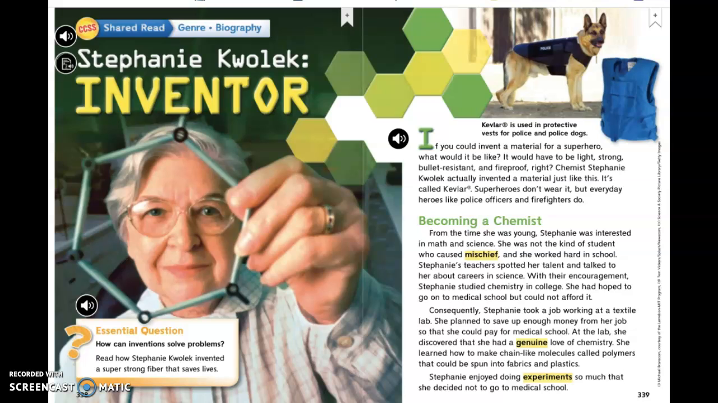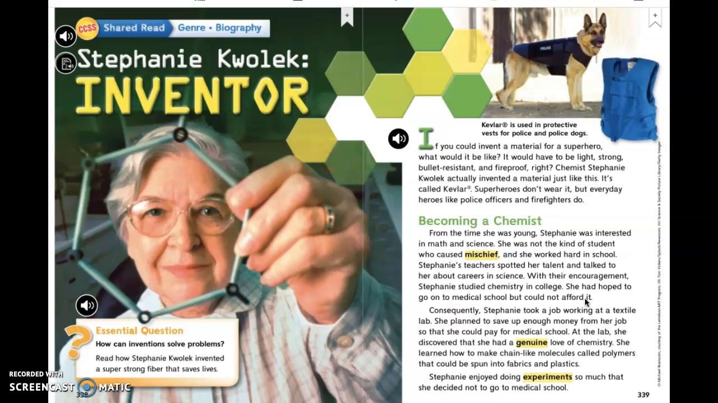You guys are right. Under the heading Becoming a Chemist, it talks about Stephanie's problem. Here it is right here. With their encouragement, remember her teacher's encouragement, Stephanie studied chemistry in college. She had hoped to go on to medical school, but could not afford it. So that's the problem that we're working with right here.